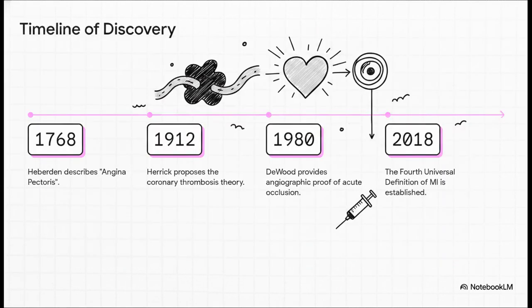You can see this long, slow march of progress on this timeline. After Heberden's first description, it takes until 1912 for James Herrick to come along with this brilliant, groundbreaking idea, the coronary thrombosis theory. He proposed that a blood clot in the heart's arteries was the cause. But here's the kicker. His theory was largely ignored for decades. It wasn't until 1980, when a landmark study by Marcus DeWood provided the actual angiographic proof, the smoking gun, showing these acute clots in real time. That study changed everything and launched the modern era of reperfusion therapy.